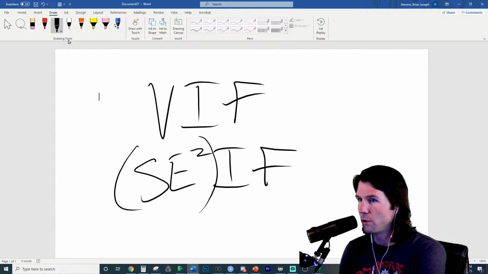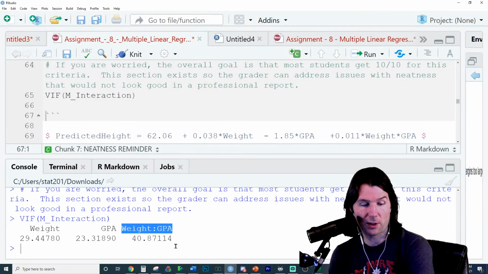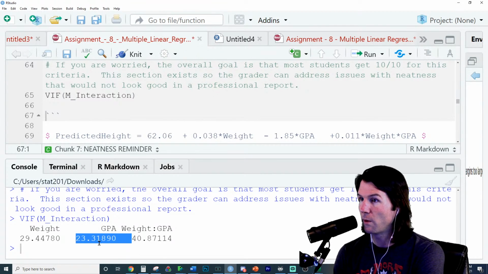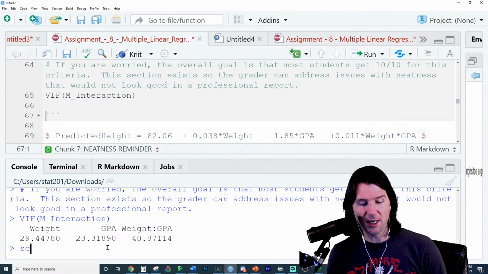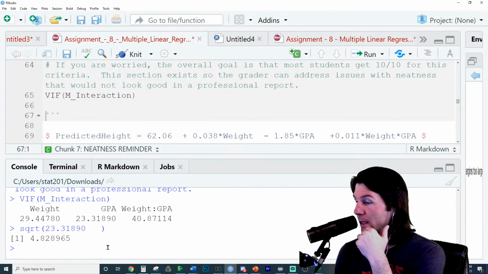So here's a perfectly fine test question: how much more uncertainty do we have in the coefficient of GPA? About 4.8, or probably about 4.8. Why am I saying 4.8? I'm taking this number and I'm just square rooting it. And that's about how much more uncertainty we have.